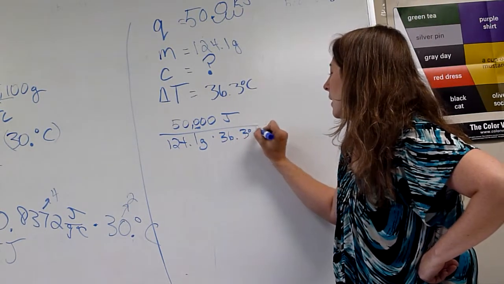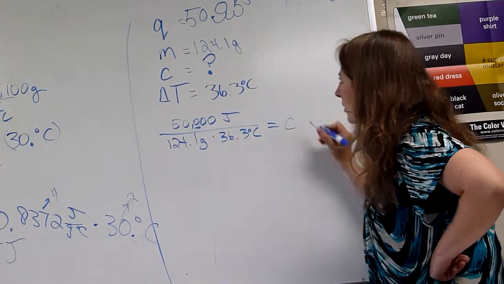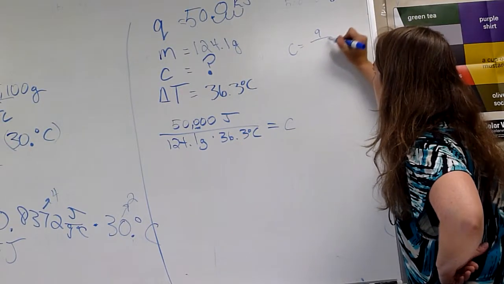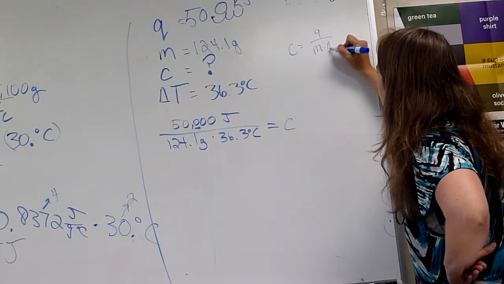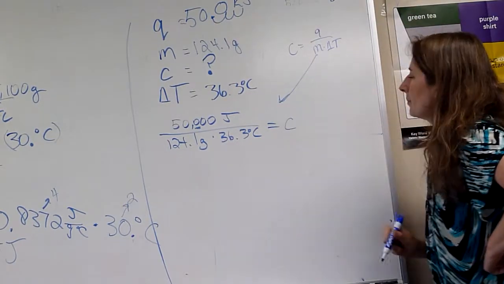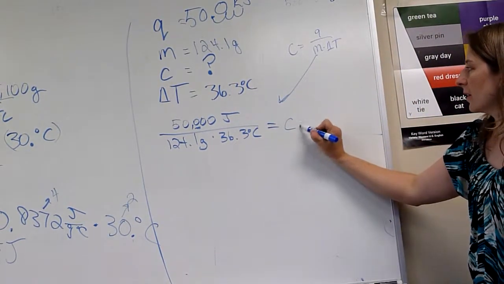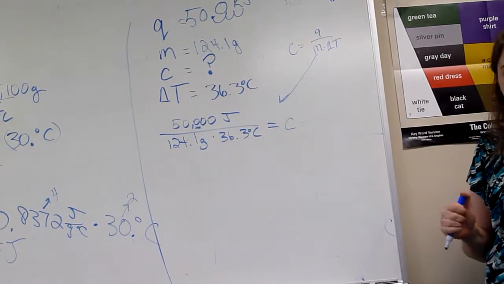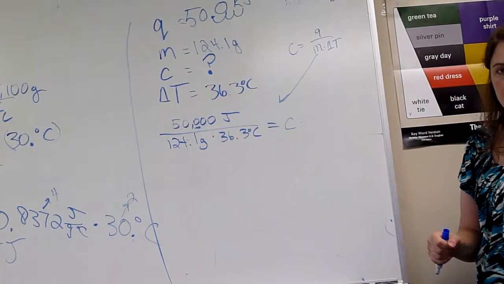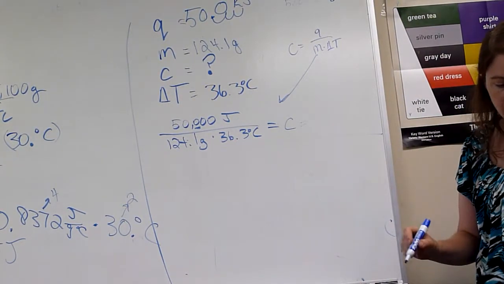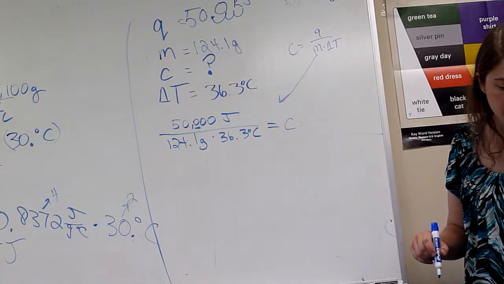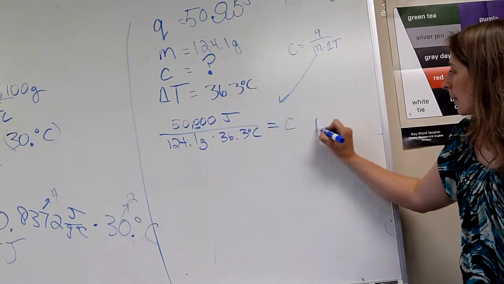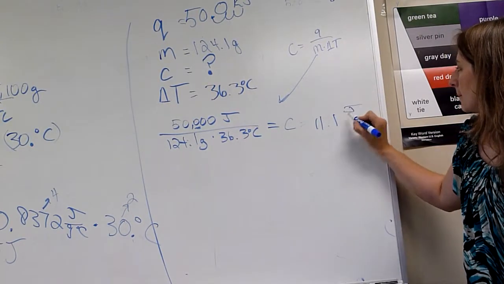delta T. All right, so this is just a rearrangement of Q equals MC delta T solving for C. So C equals Q divided by mass times delta T. And I did that. And so when I do the math, I've got 3 significant figures here, 4 here, and 3 here. So I should keep 3. And then what do I get? I don't actually have an answer. Oh, there it is. 11.1 joules per gram degree Celsius.